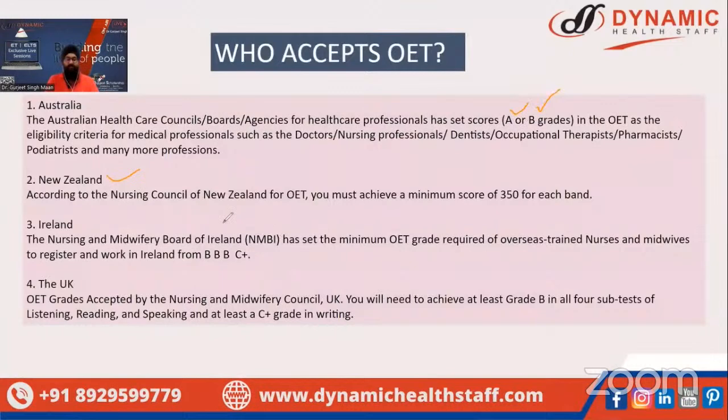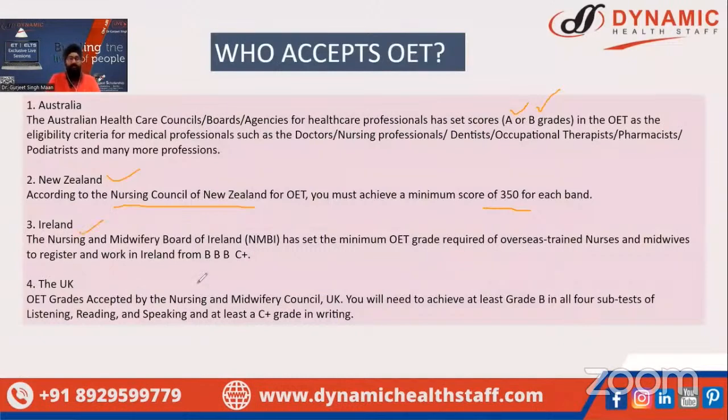Coming to New Zealand. For New Zealand, the scores are set by the Nursing Council of New Zealand. Again, you require a minimum of 350, that is B grade. So B is key here. You have to get B in all the modules, be it listening, reading, writing, or speaking. In any of the modules, you must get B.